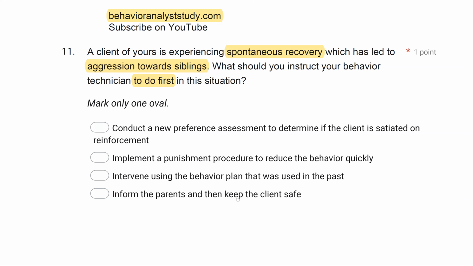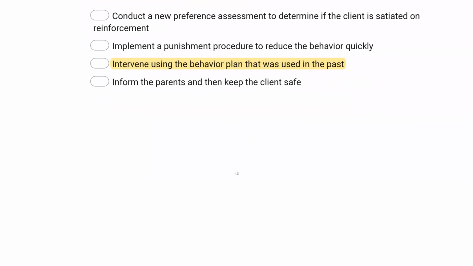Inform the parents and then keep the client safe. Well, we're not going to inform the parents first. First thing we need to be worried about is what the tech's doing. The worst thing you can do during spontaneous recovery is accidentally reinforce a behavior that was extinct. So we don't want to do that. The first thing we need to do is intervene using the behavior plan that was used in the past. Again, to do first is very important in this question.